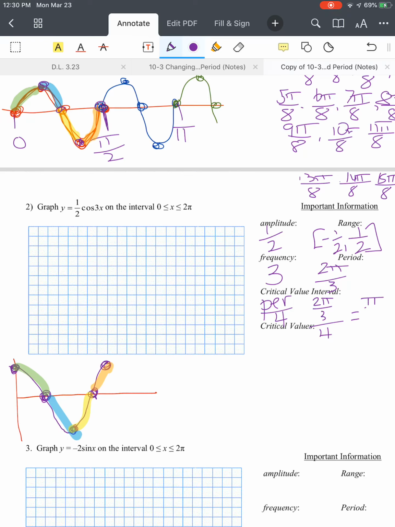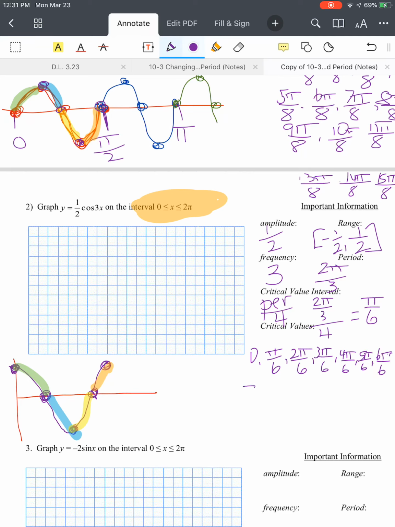So I'm going to have a critical interval at every 1/6 pi, or every pi over 6. Okay, so let's write them down. So our critical values are going to be 0, then 1 pi over 6, then 2 pi over 6, then 3 pi over 6, 4 pi over 6, 5 pi over 6, 6 pi over 6. That's pi. And we're going up to 2 pi. Again, it just happens to be that that's what I asked you to graph from, 0 to 2 pi. You won't always graph from 0 to 2 pi.